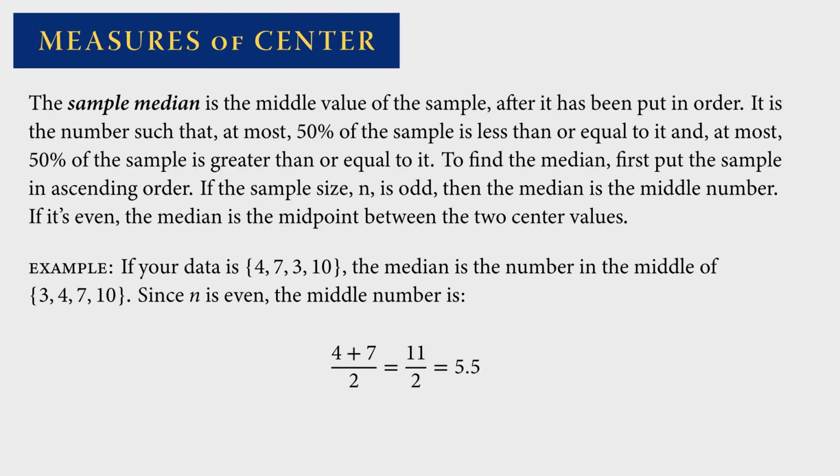The median is the middle of a set of numbers. To find it, rank the values in ascending order. If the sample size is odd, the median is the middle number. If the sample size is even, there is no middle number. So what you do is take the average of the two middle numbers, add them up, and divide by 2. And that's what you see in this example here. We have n equals 4. The two middle numbers are 4 and 7. So the median is going to be 4 plus 7 divided by 2, which is 5.5.